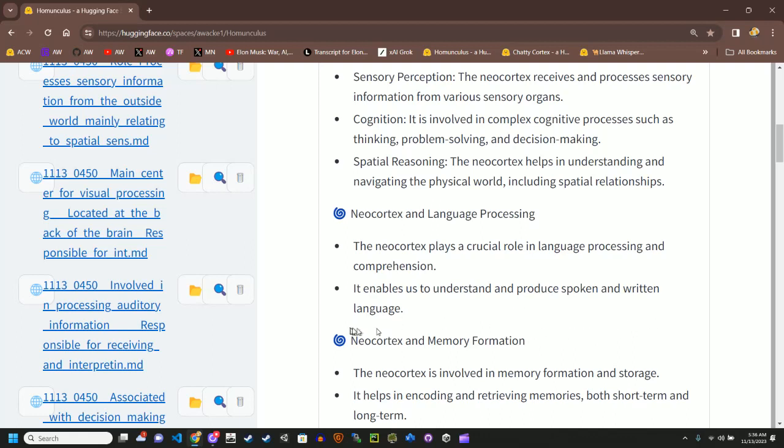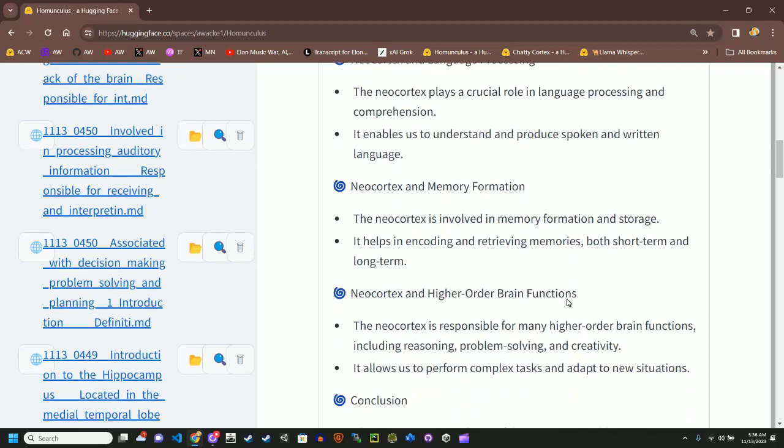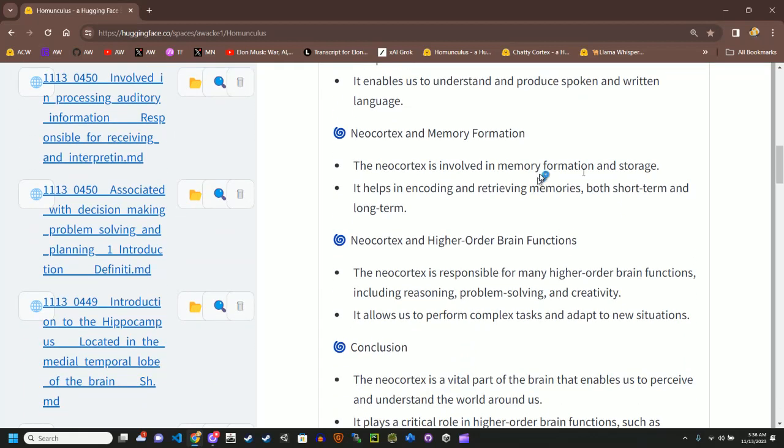Neocortex and memory formation. The neocortex is involved in memory formation and storage. It helps in encoding and retrieving memories, both short-term and long-term.